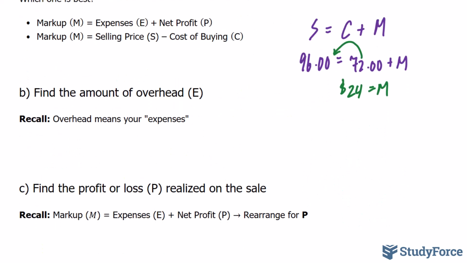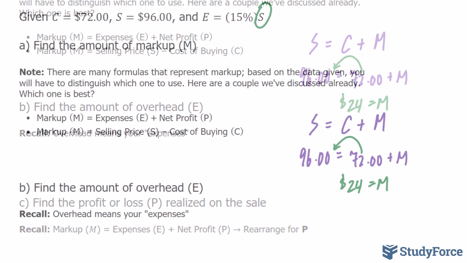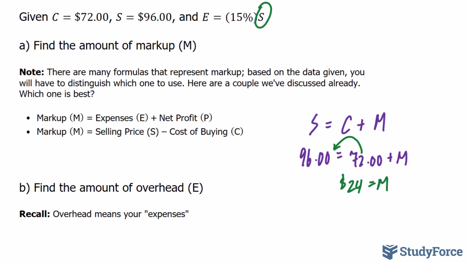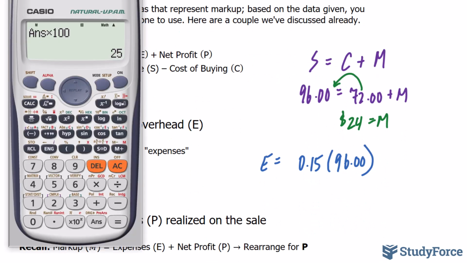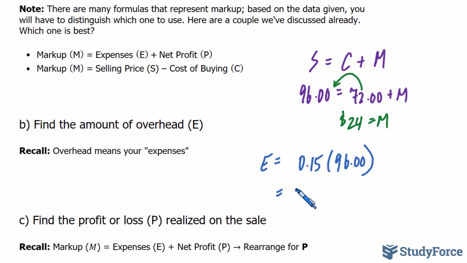In question B, find the amount of overhead. If you take a look back at what we were provided, we were told that the expense is equal to 15% of the selling price. So to find our overhead, we simply take 15%, or 0.15 as a decimal, and we multiply it to the selling price of $96. And together, when we multiply these out, we end up finding that the expenses were $14.40.